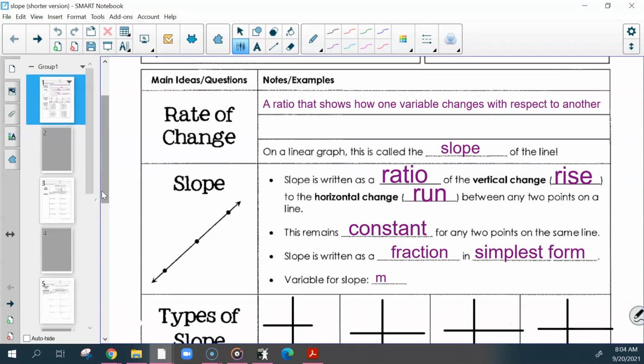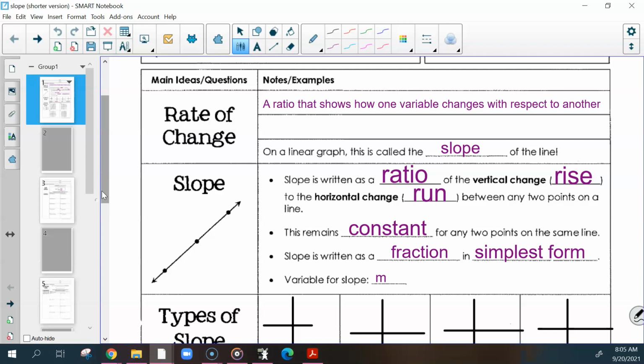So it starts off with rate of change. That should be familiar to you or review for you. When we talk about a rate of change, one word, slope, should come to mind. It's a ratio that shows how one variable changes with respect to the other. Really, how does y change with respect to x? So on a graph, this is called the slope. Rate of change is slope.